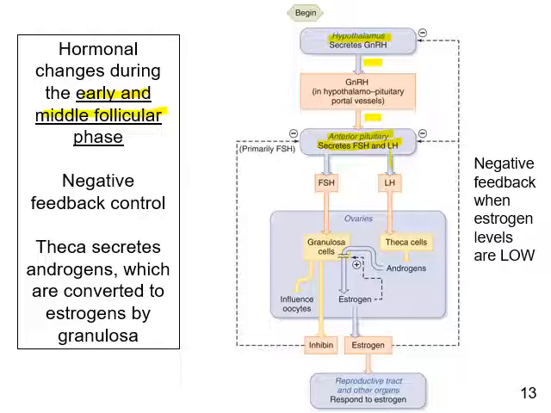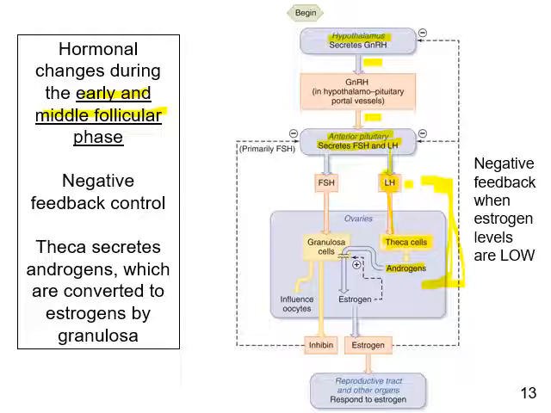LH, luteinizing hormone, travels through the blood everywhere, but theca cells in the developing follicle respond to activation of LH receptors by LH, and they produce androgens like testosterone and androstenedione. This is analogous to what happens in the male, where LH triggers the Leydig cells to produce androgens like testosterone.